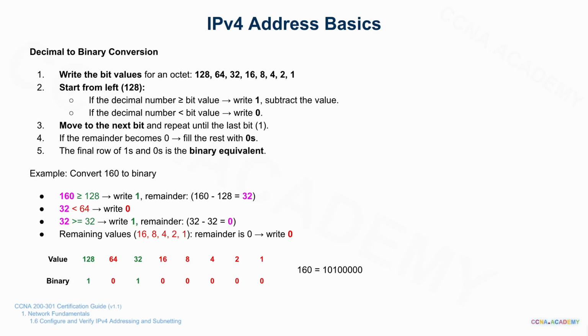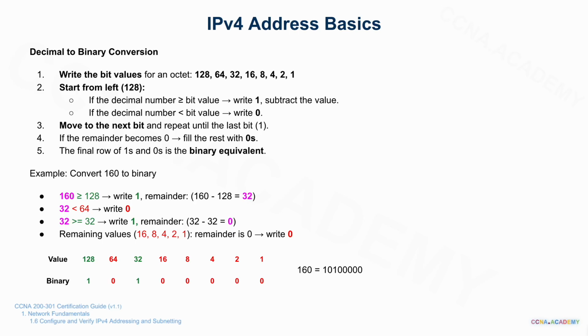To convert decimal to binary, start with the largest bit value, which is 128. If the number is at least that big, put a 1 and subtract. If not, put a 0. Then move to the next bit. If the remainder is 0, the rest are all zeros.